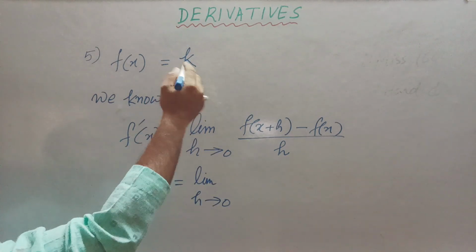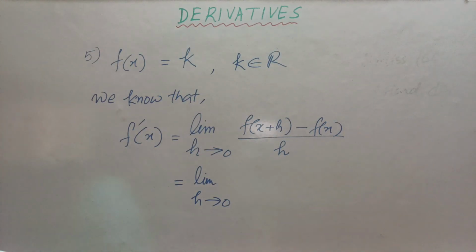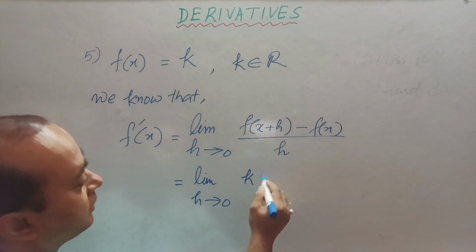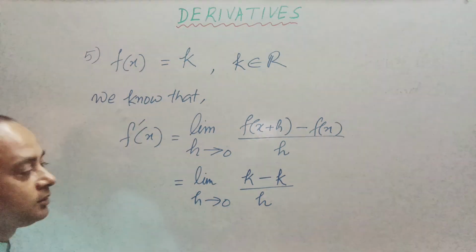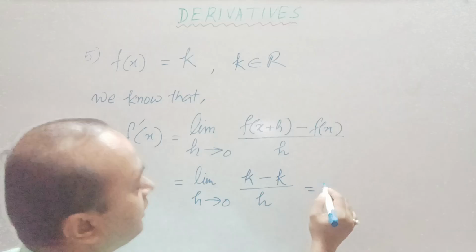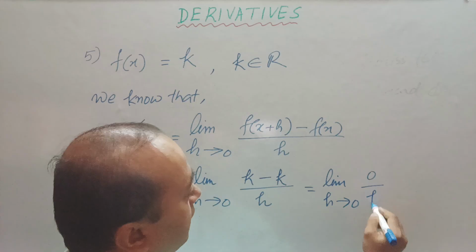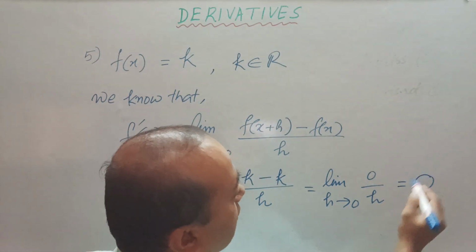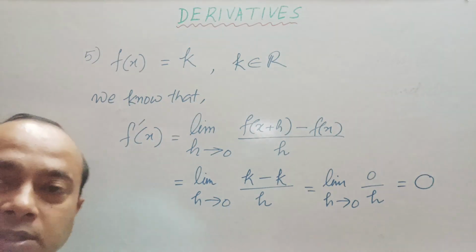And in case of k, you can write any real number. K belongs to the real numbers; you can write 2, 3, 4, 5, whatever it is. So if x plus h is the input, the output is k. Here the output is also k, divided by h. So k minus k, we have the limit of h tends to 0, 0 by h. And 0 by h is 0 only, right? The limit of 0 is 0. Therefore, the derivative of a constant function is 0.